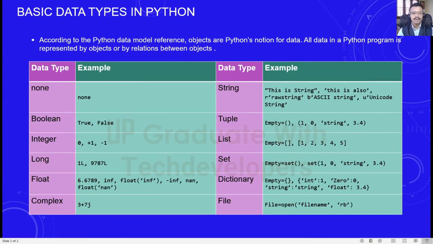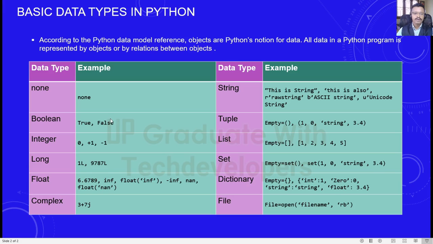Hi, welcome again. In this lesson, we talk about the basic data types in Python. According to the Python data model reference, objects are Python's notions for data. All data in a Python program is represented by objects or by relations between objects. So here we can see the basic data types in Python.